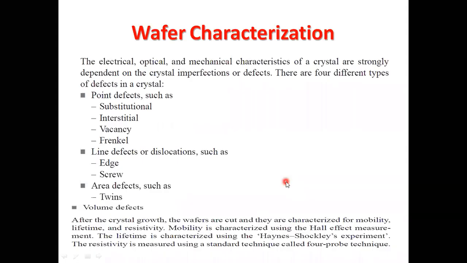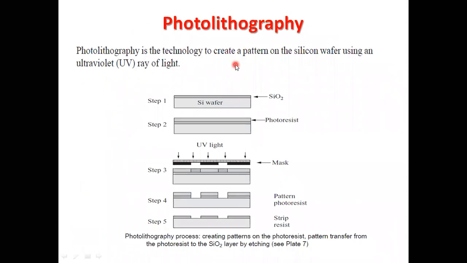Now let us move to the next slide. The next slide is a very important topic, that is photolithography. Photolithography is a technology to create a pattern on the silicon wafer using ultraviolet light. These are the steps. You can see silicon wafer, silicon dioxide, photoresist, UV light, mask, then patterned photoresist and strip resist. Now how is this photolithography process carried out?